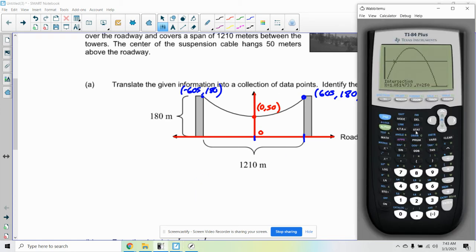So I'm just going to go back to my stat list, edit everything, clear everything out. And I'm going to plug in my x values, negative 605, 0, and positive 605. And then my y values, 180, 50. You just have to make sure they match up with the appropriate coordinate in the problem. Positive 180. Okay, once my data is in there, I'm going to stat, calc, quadratic regression. And we're going to hit calculate.